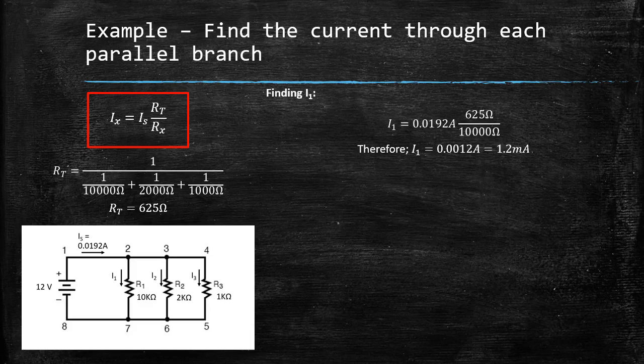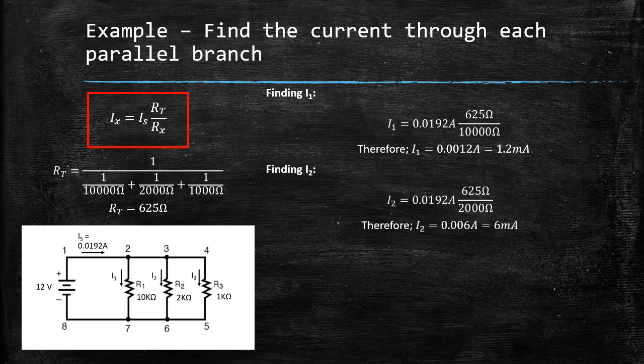We're going to take the source current, 0.0192 amps, and multiply it by the total resistance in the circuit, 625 ohms, and divide that by the branch resistance, 10,000 ohms. As we can see, the current through I1 is 1.2 milliamps.